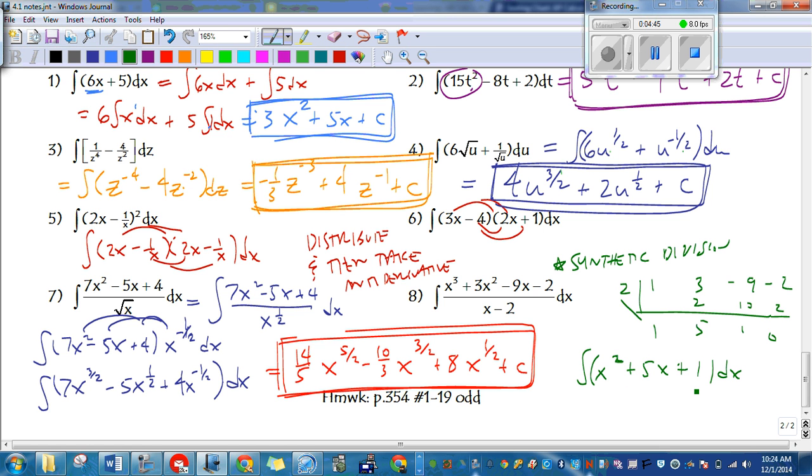All right, so now we've got a simple expression that we can take the antiderivative of. 1/3 x cubed plus 5 halves x squared plus x plus c.